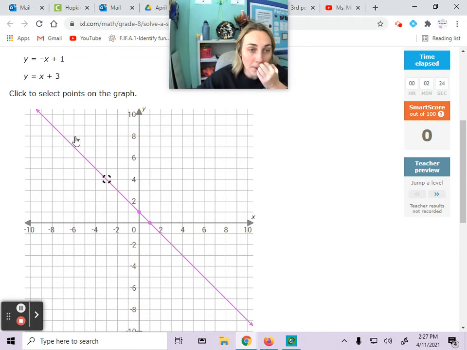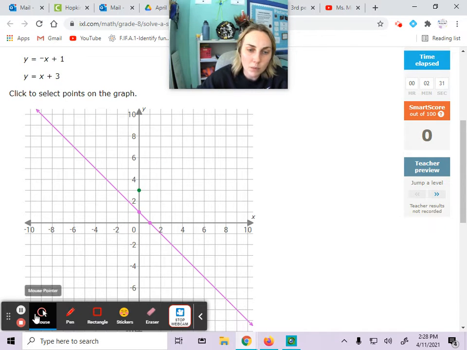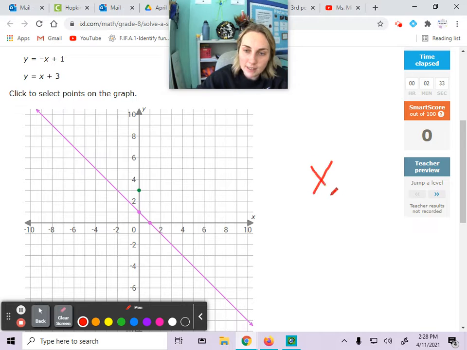Same thing. I'm going to graph my y-intercept first. My y-intercept is a positive 3. And then my slope. Guys, I want y'all to remember, when you have an x by itself, I automatically assume there's a 1 in front of it.